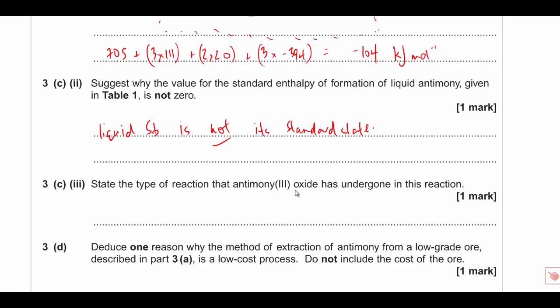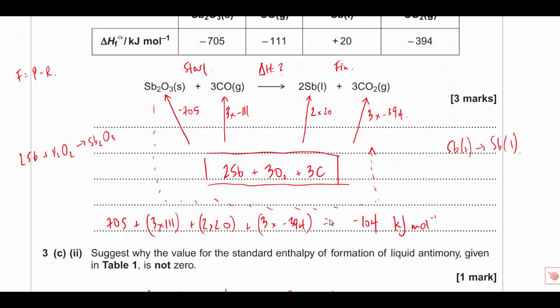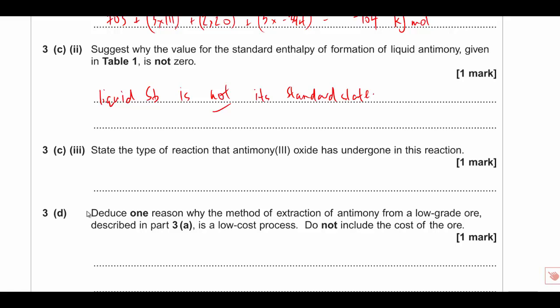Say the type of reaction that antimony 3 oxide has undergone in this reaction. So that's our oxide there. It's going to just antimony on its own without even looking at oxidation numbers. The oxygen has been removed by the carbon monoxide, therefore it's been reduced.